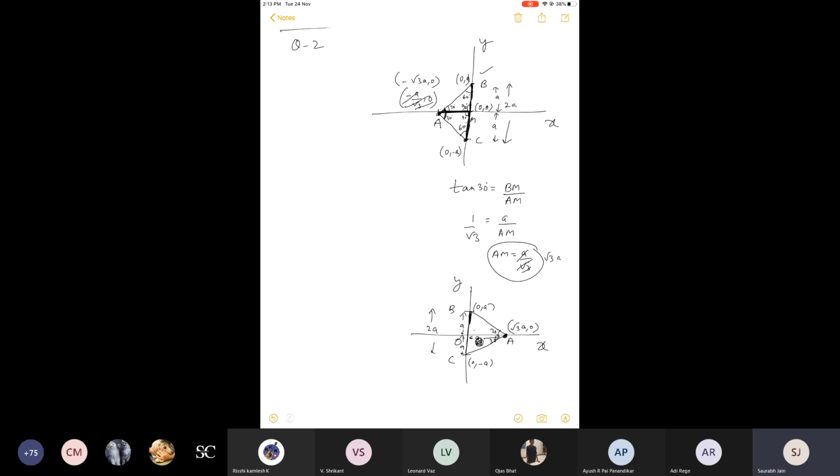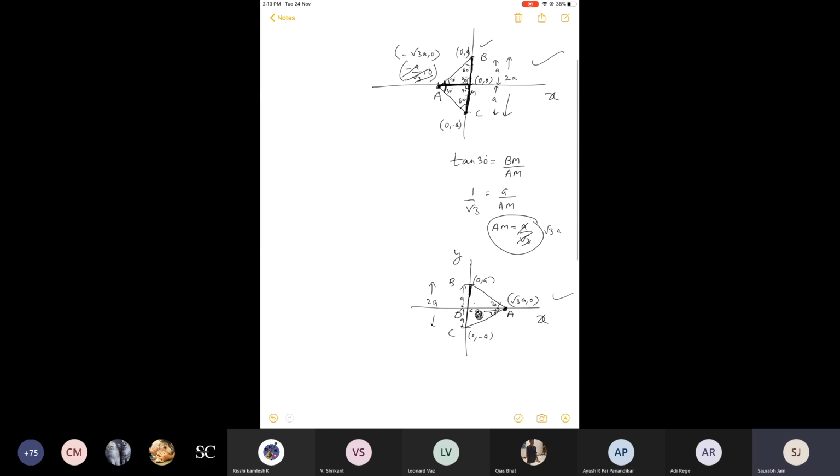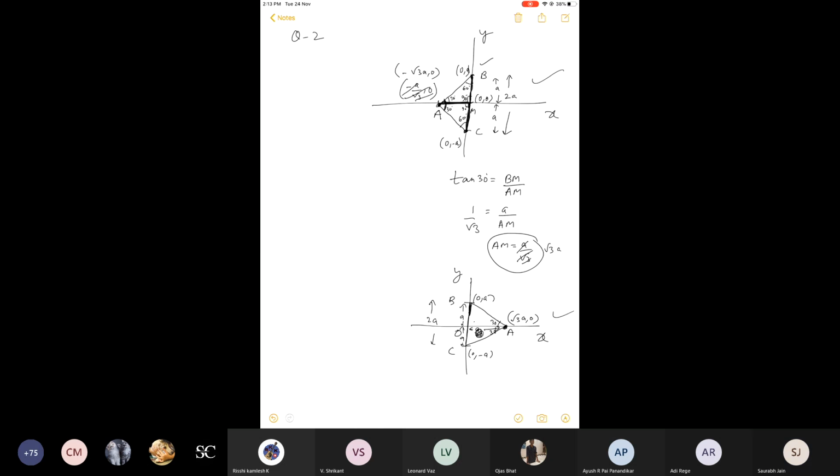So we have calculated all three coordinates of the vertices of the triangle. Okay, A, B, C, and two possibilities are there for the coordinate of vertex A. Either it could be to the left of the y-axis or to the right of the y-axis. So coordinates are 0 comma a, 0 comma minus a, and minus root 3a comma 0, or 0 comma a, 0 comma minus a, root 3a comma 0. These are the two possibilities.